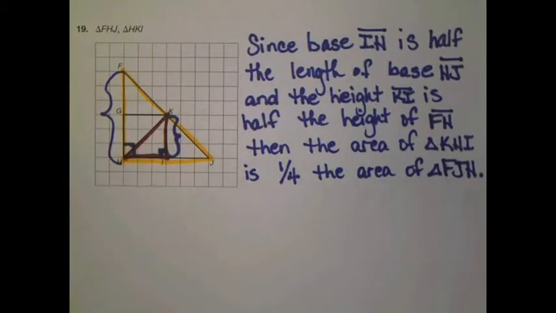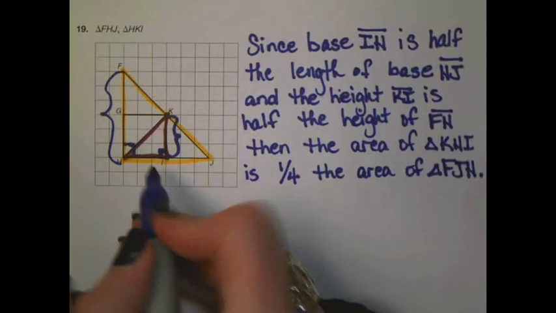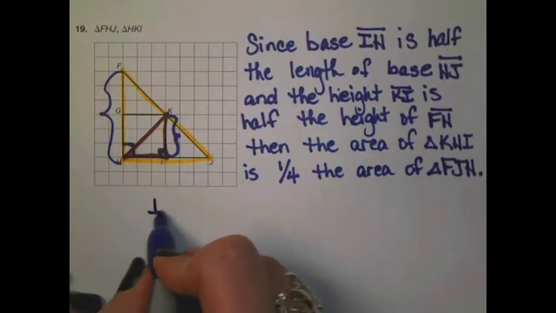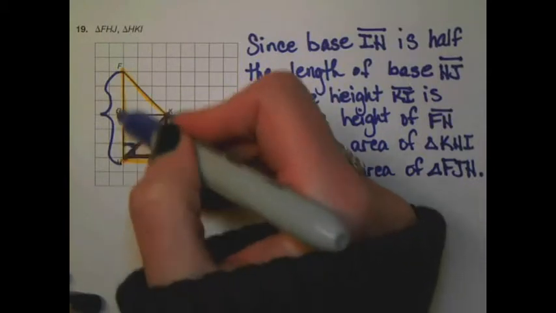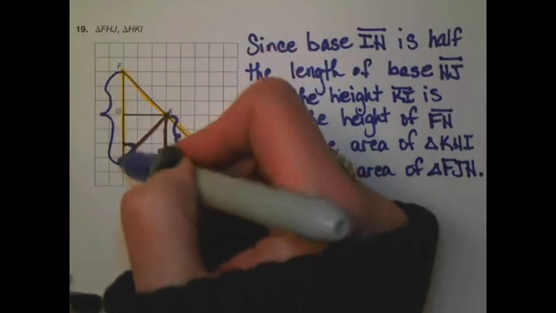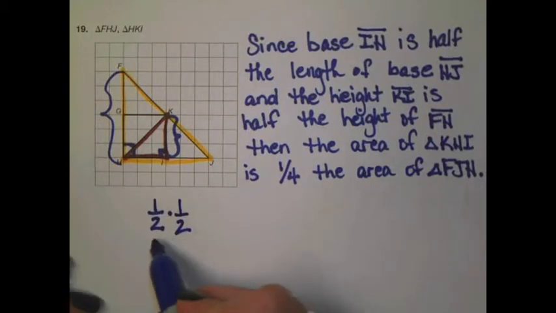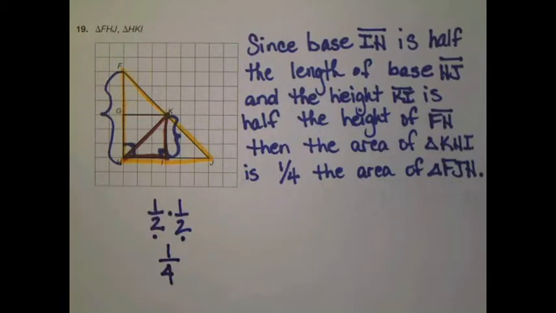But another way to think of that is we multiplied the length of the larger triangle by 1/2, and we multiplied the height of the larger triangle by 1/2, and then when you multiply base times height, you end up with 1/4. So that's how you get the area being 1/4 that of the larger triangle. So that's probably the hardest one on this problem set.